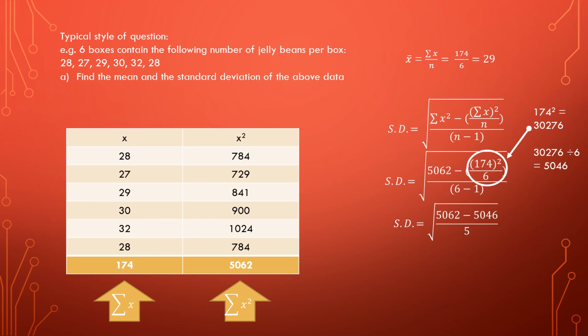So 5062 minus 5046 is 12, and so our standard deviation here is the square root of 12 over 5. Chuck it into our calculator, and we get 1.549. Remember when we're doing this, do not forget our square root. Remember, the square root covers everything here. Okay, so let's not take that too soon. So I've worked out my mean, it was 29, and I've worked out my standard deviation of 1.549. So I've got an average, and I've got a number that tells me how consistent the data was.